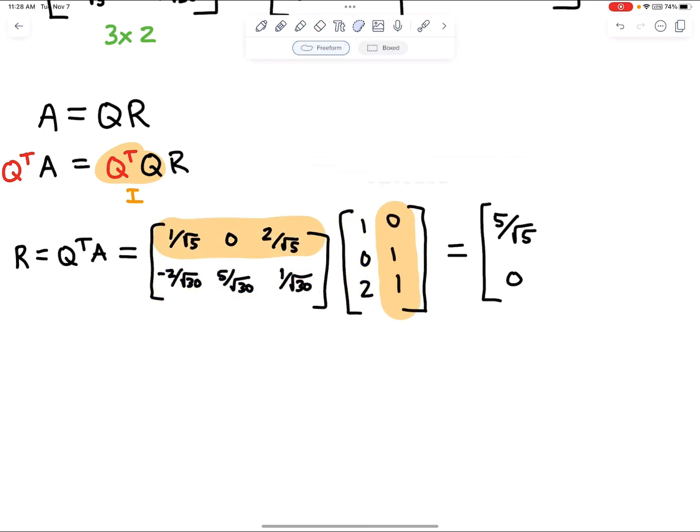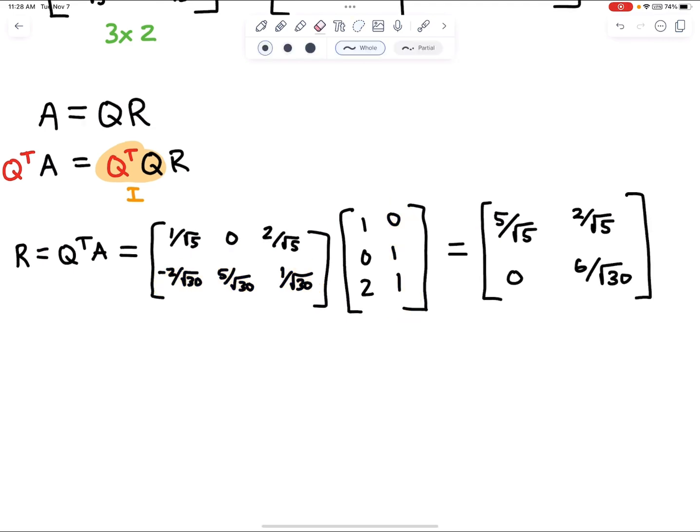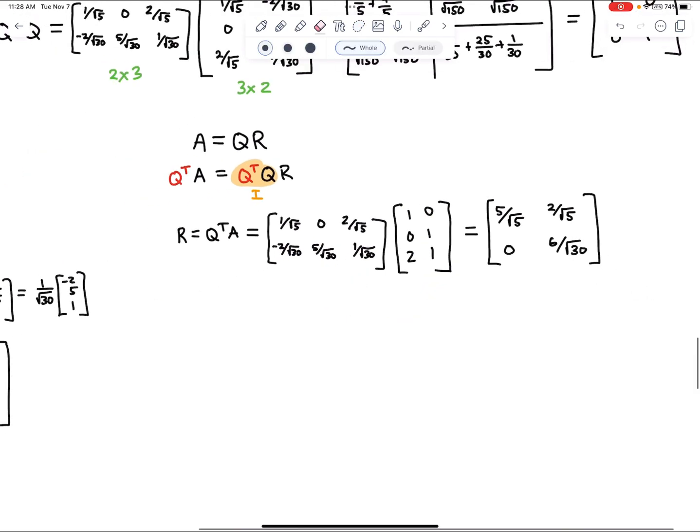Now we'll basically do a dot product of these two vectors. We get 0 plus 2 over rad 5. So we get 2 over rad 5. And now dot product these two vectors. We'll get 0 plus 5 over rad 30 plus 1 over rad 30. That'll give me 6 over rad 30. And this is our R matrix. Notice that it is upper triangular.